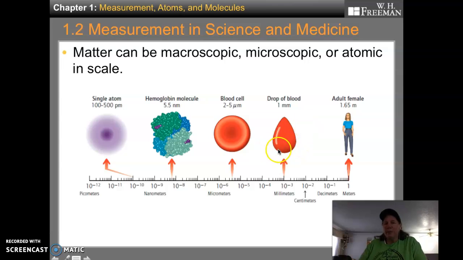Actually, we can see a drop of blood without a microscope too, but if we want to see what's in the blood, then we have to go to the microscope. So macroscopic means you can see it without a microscope. It's big. Microscopic, you're going to need a microscope. And atomic, those are things we can't see with a microscope. We need special equipment to see those.